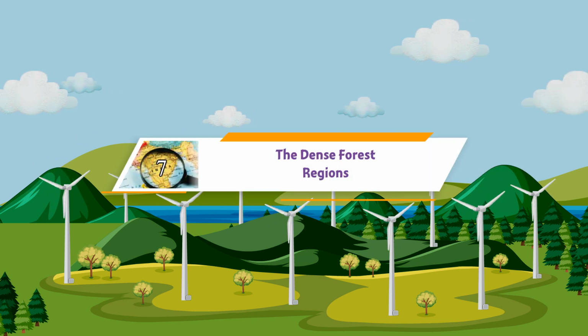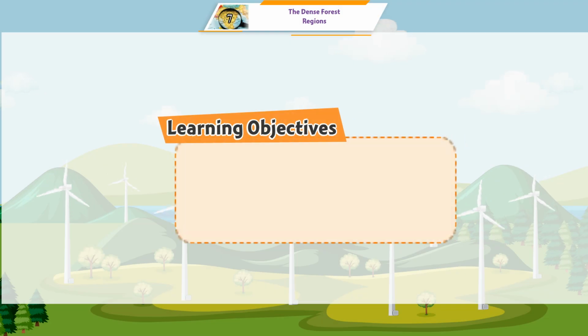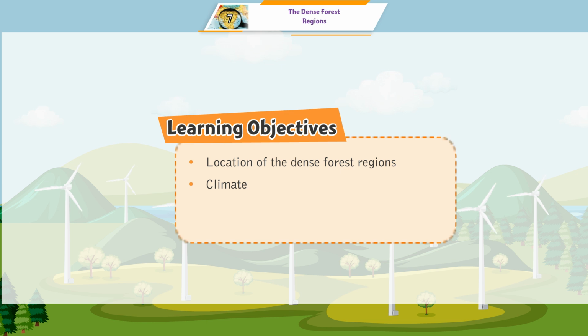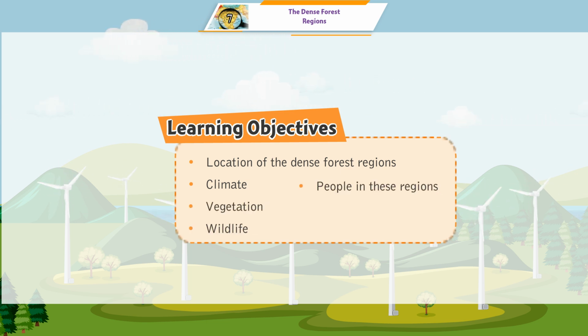Chapter 7. The Dense Forest Regions. Learning Objectives. Location of the dense forest regions. Climate, vegetation, wildlife. People in these regions.